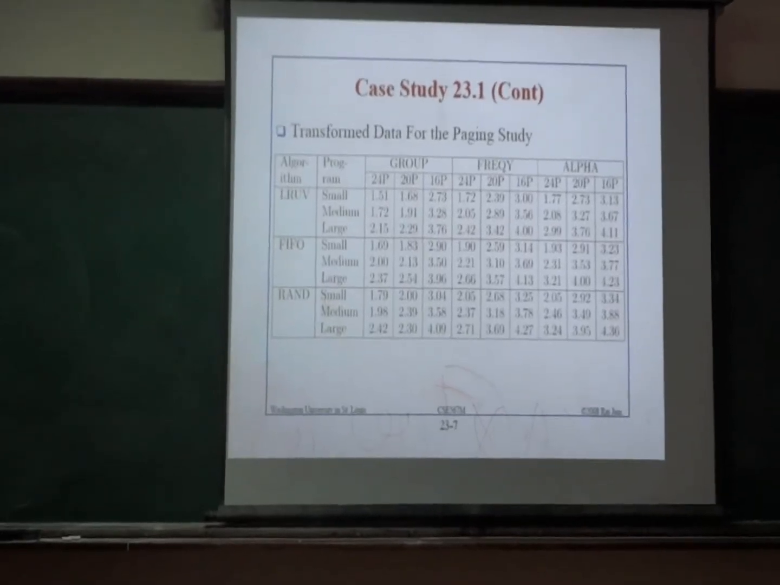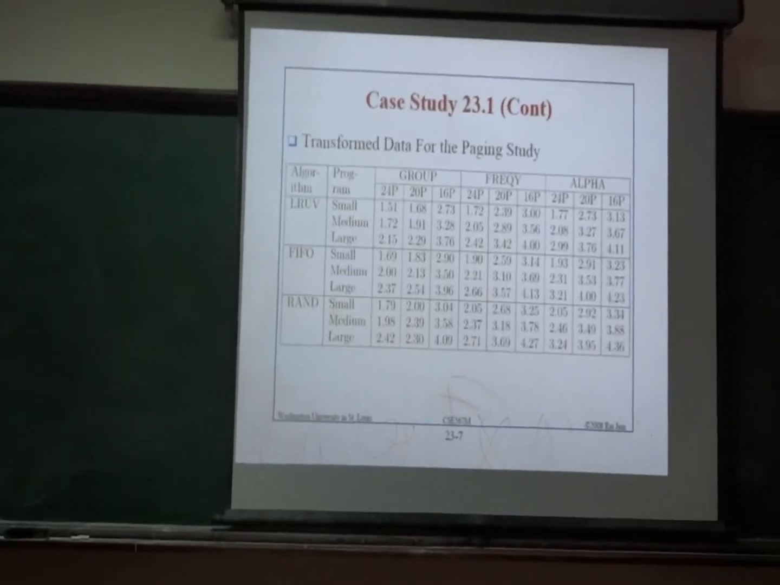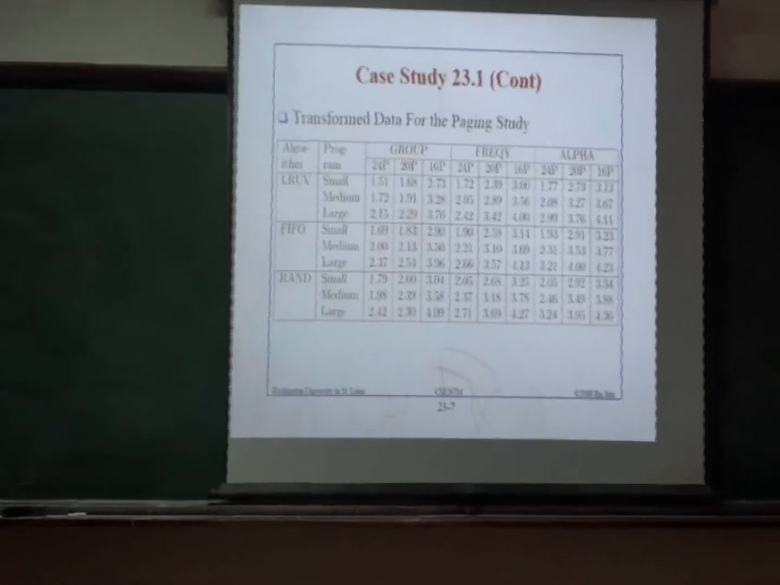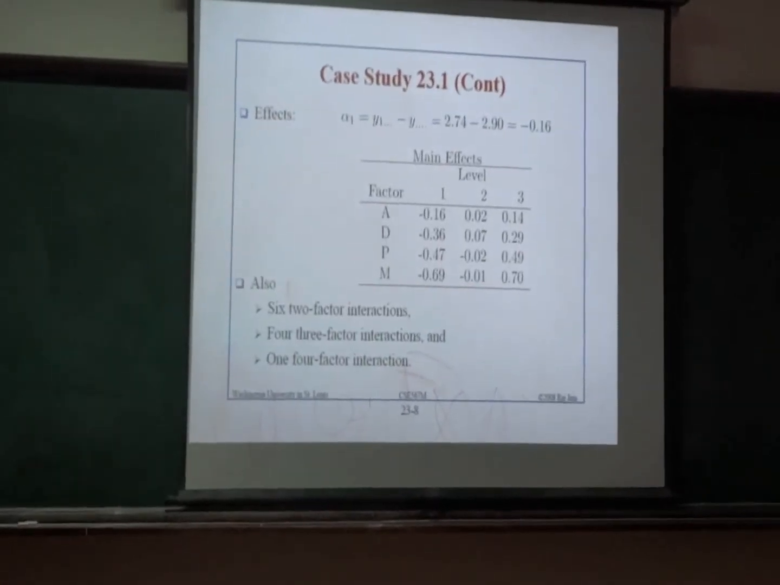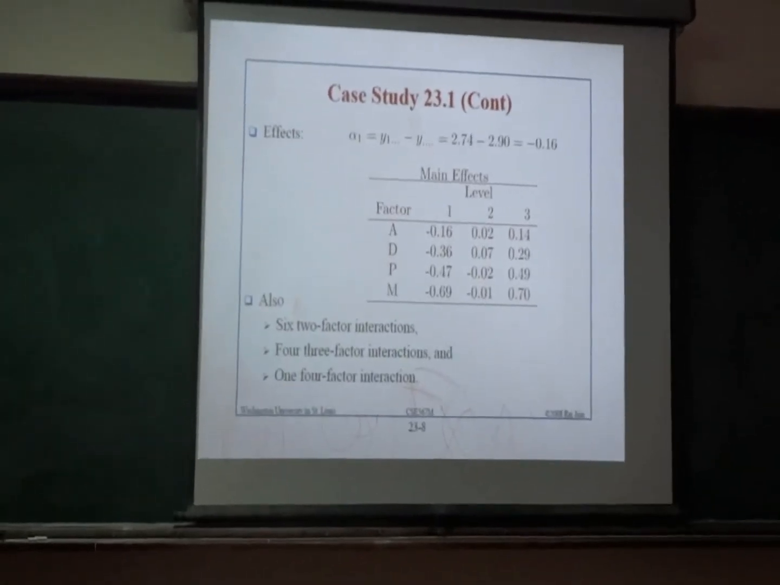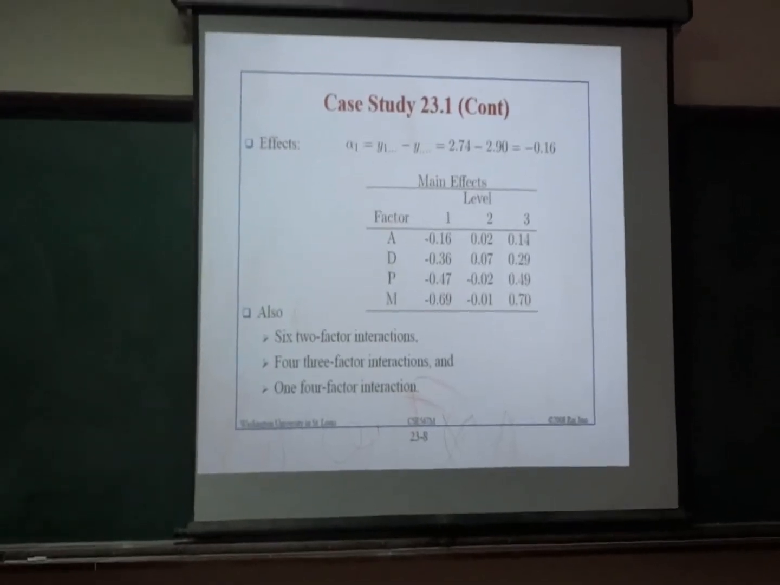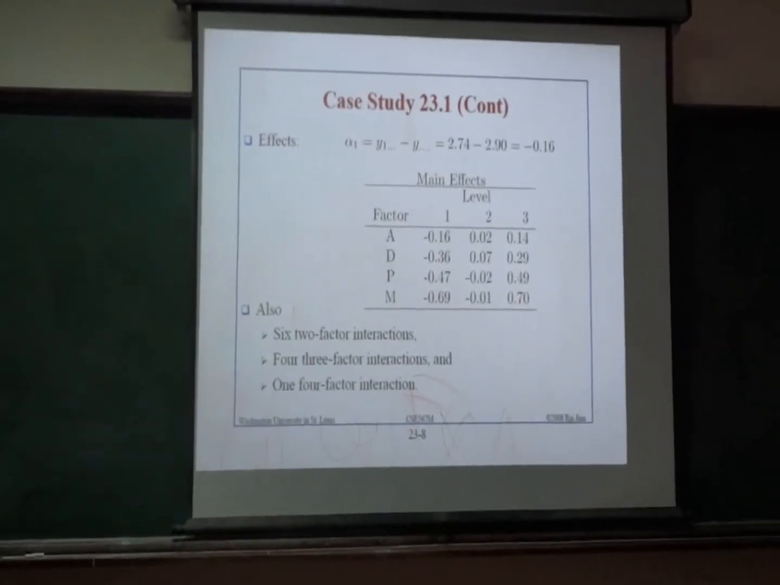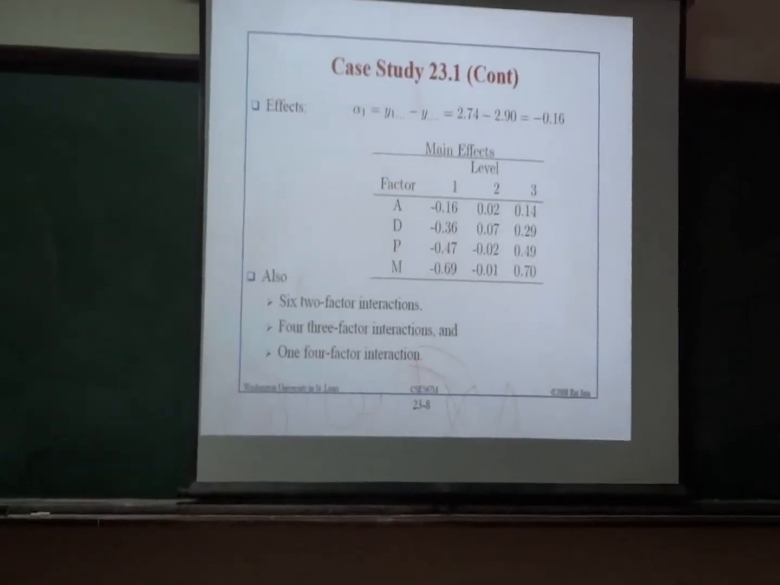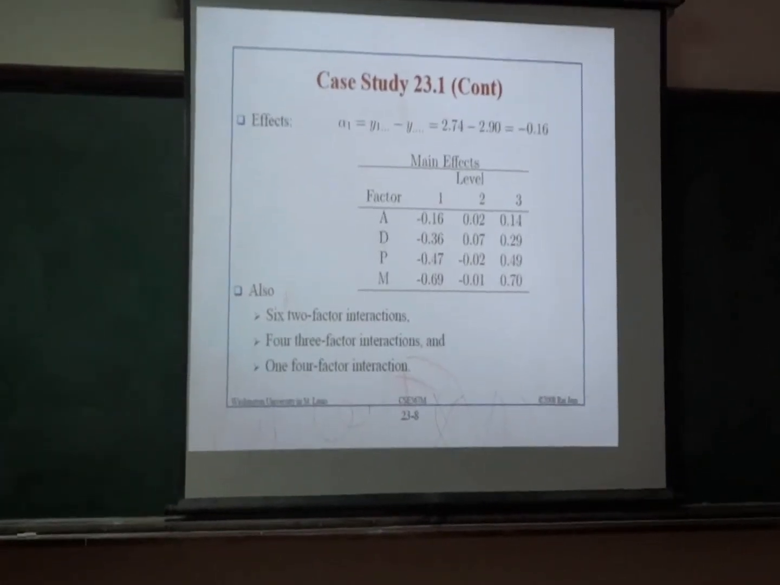The effects of various factors and their interactions can be obtained by averaging along the various axes. For example, the effect of algorithm factor A at level 1 is obtained as follows. Other main effects are listed in this table. In addition to the main effects, there are six two-factor interactions, four three-factor interactions, and one four-factor interaction. The sum of squares of these effects and the percentage of variation explained are shown in this table.